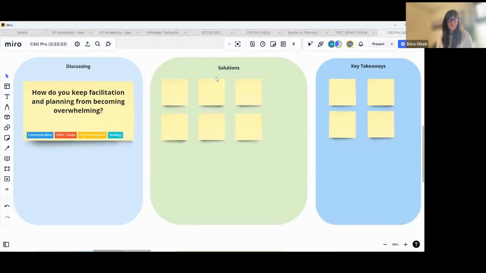How do we keep facilitation and planning from becoming overwhelming? I think we probably all have been in the position where you've gotten some feedback, either directly or indirectly, that the process or the session felt overwhelming, which is always a bit tough to hear. So I wonder if there are any practical tips that folks have employed that keep the process from being overwhelming.